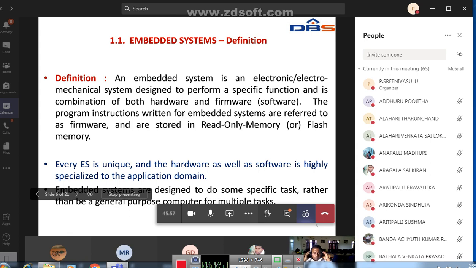It is defined with a different purpose. And the hardware as well as software is highly specialized to the application domain. That's what I am saying. Whatever hardware and software we write, that software is specific to a particular application.